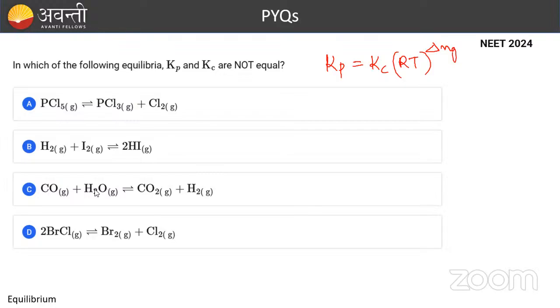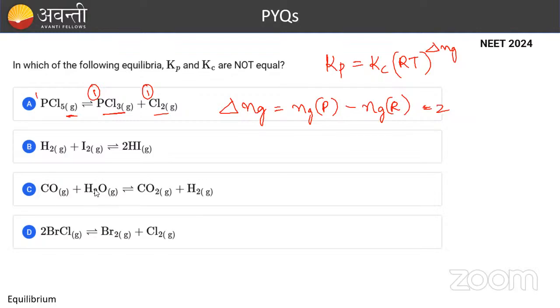Okay. So for the first reaction, we need to find out delta Ng. So what is delta Ng? I told you, it is the number of moles of gaseous product minus the number of moles of gaseous reactant. The gaseous products are two: one is PCl3 and the other one is Cl2. So we have 2 moles of product here and 1 mole of the reactant. So 2 minus 1 is equal to 1. So delta Ng value is 1.